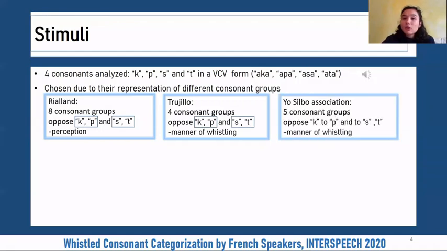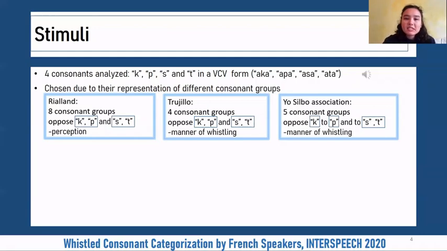And then finally, we can focus on the Yo-Silbo Association consonant groups. Yosilbo is an association based in the Canary Islands, which focuses on teaching whistled speech to children or to interested adults, and whose consonant groups focus on the manner of whistling, since they're trying to teach whistled speech. And they oppose K to P and to S and T. So these four consonants are in 3 different groups out of the 5 consonant groups that they use in total.